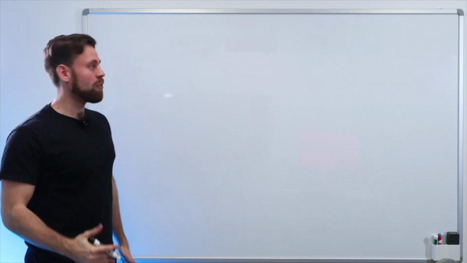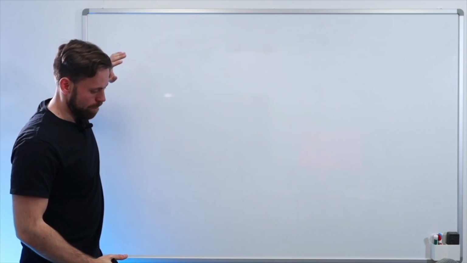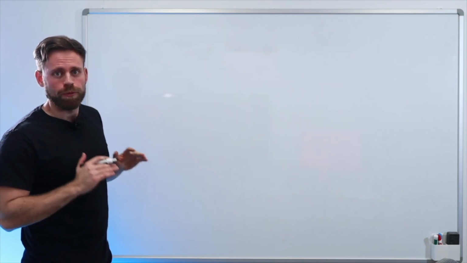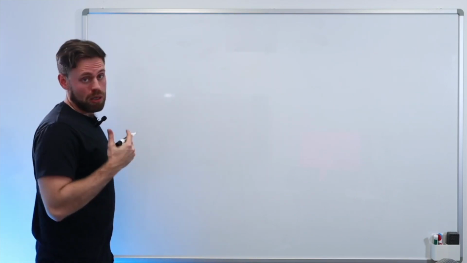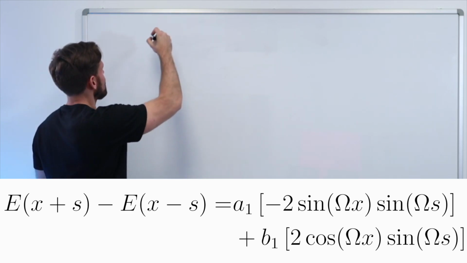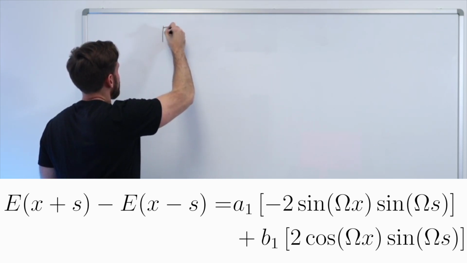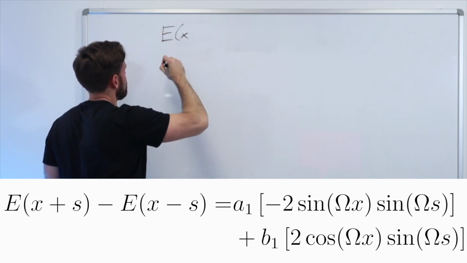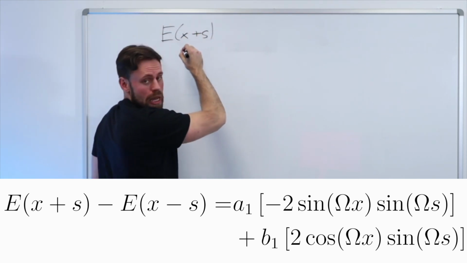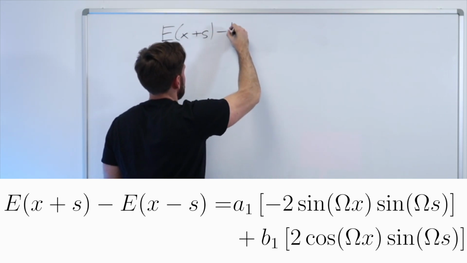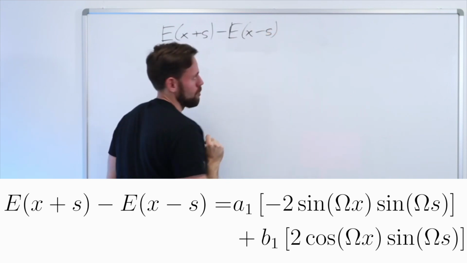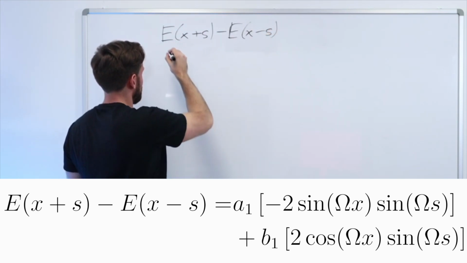All right, so we previously obtained an expression for when we subtracted the second equation from the first equation. Let's rewrite that. You can see the result that we've obtained on the screen right now. What we were writing up is essentially the expectation value where we are inputting x plus s, minus the expectation value where we are shifting into the negative direction with s.